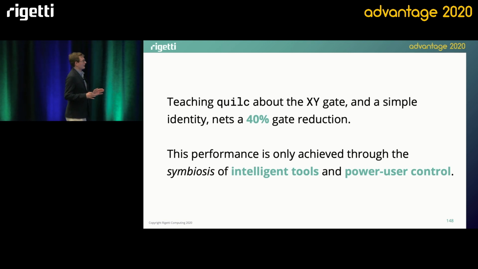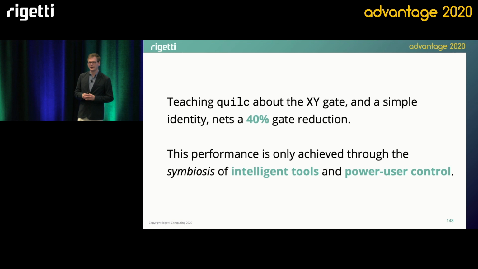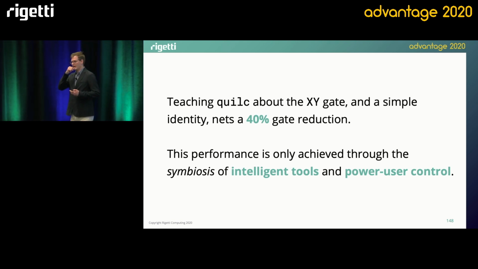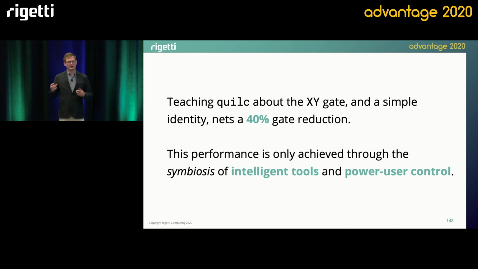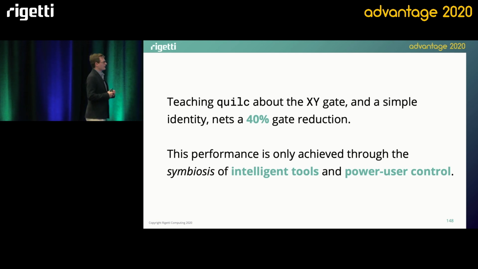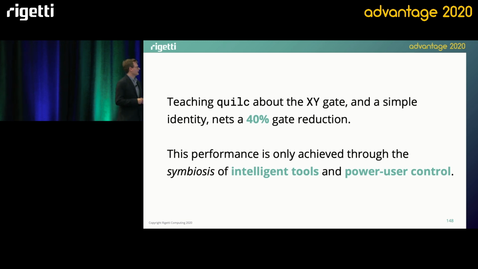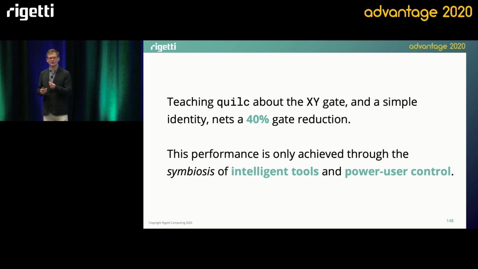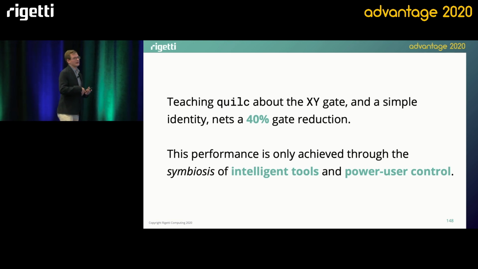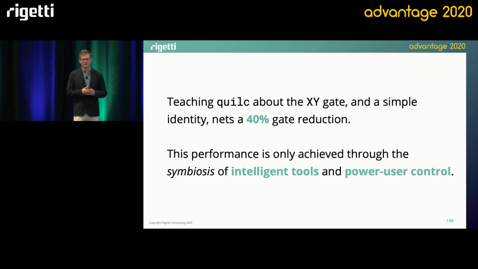Just so I'm not mincing my words, I'm not claiming every single program you write is going to get a 40% improvement. But the CCNOT example was literally the first example I pulled out of my hat. And indeed, when we apply it to QAOA graphs or other things, we see similar numbers. So in this case, we achieved performance by this interplay between having exquisite control of the system and having intelligent tooling that's able to make use of it.